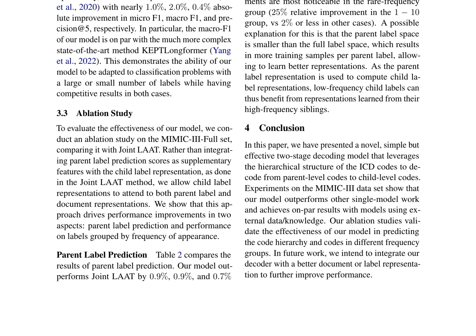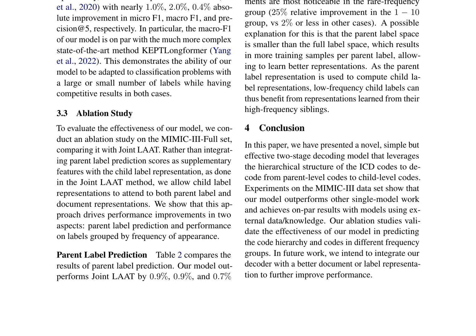The results of parent label prediction are presented in Table 2, showing that the proposed model outperforms JointLAAT by 0.9% in macro F1 and micro F1. Even when considering only the cases where both models predict parent labels correctly, the proposed model still achieves a micro F1 score of 65.5%, outperforming JointLAAT.